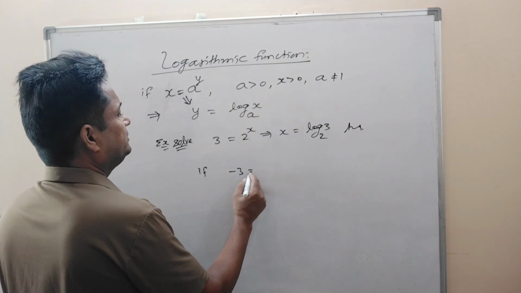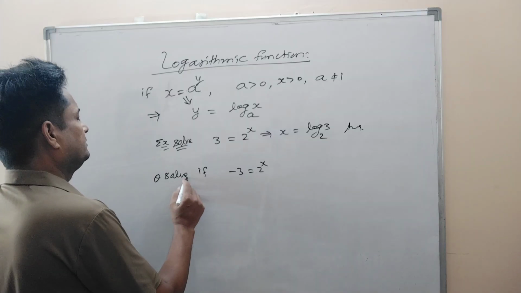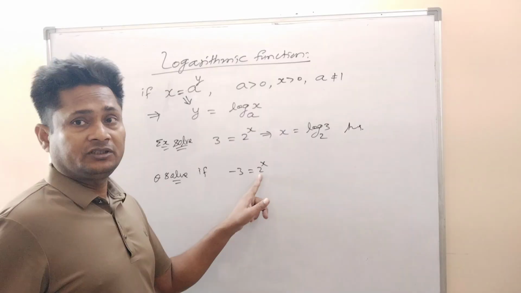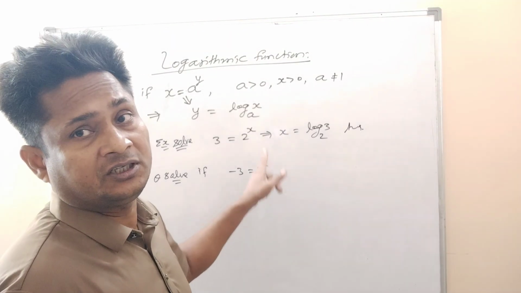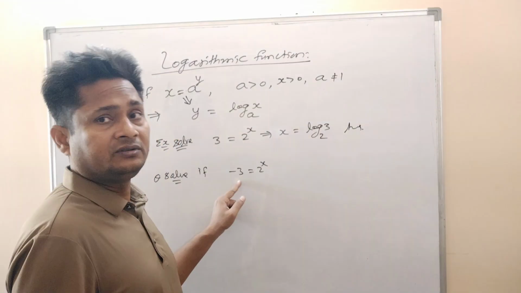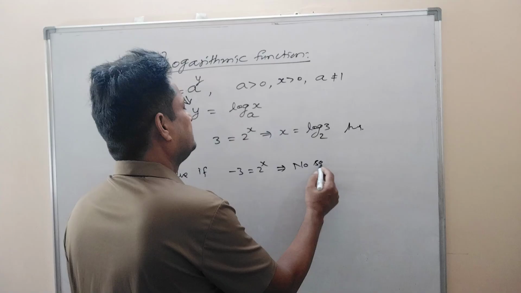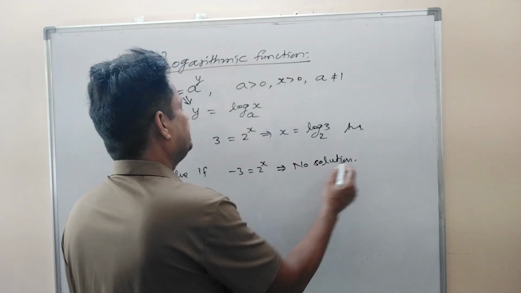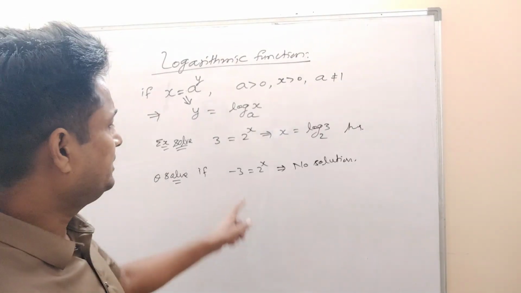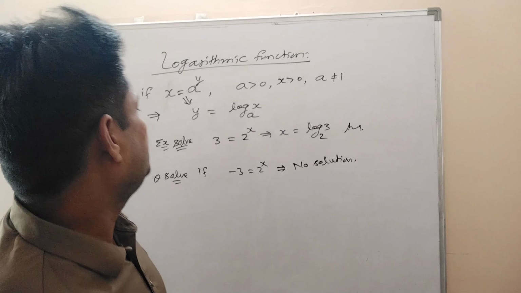If -3 is equal to 2 to the power x, solve this one, then what will be the answer? We know that if the base is positive, any exponential function can never take a negative value. That means it has no solution, because the right-hand side will always give a positive number and the left-hand side is a negative number. So there will be no solution in this case.